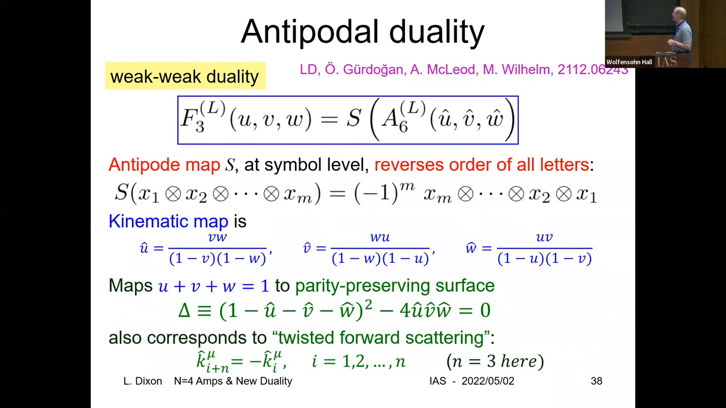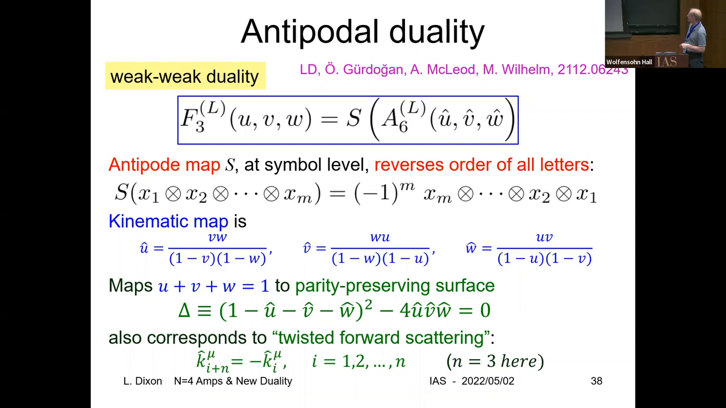Then we realized that the full statement involves the full two-dimensional kinematics of the form factor. It maps to the dual of the six gluon amplitude when we're on a particular kinematic slice. So these hatted variables have to be related to the unhatted variables in this way. And if you plug this in and you impose U plus V plus W equals one, you'll find that the U hat, V hat, and W hat obey this relation. They're constrained by this determinant.